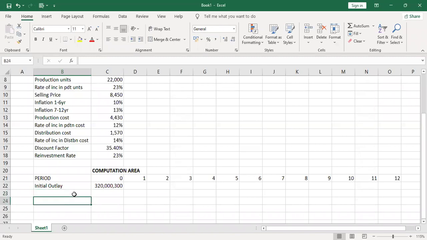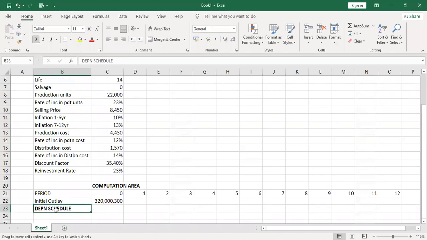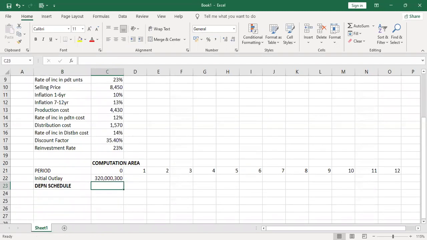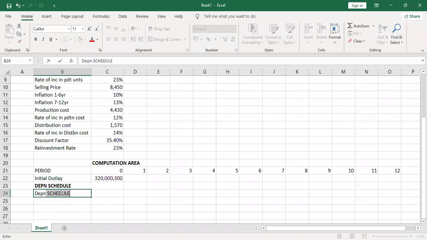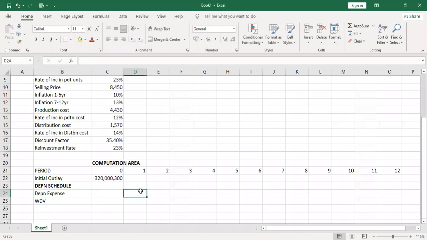Now the next item here we are going to come up with in the computation area is the depreciation schedule. So you are going to type here depreciation what? Depreciation schedule. And in the depreciation schedule, you have the depreciation expense. And then below that, you have the written down value. The depreciation expense and then written down value.